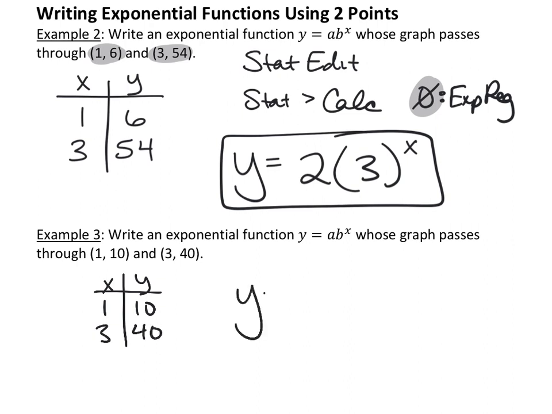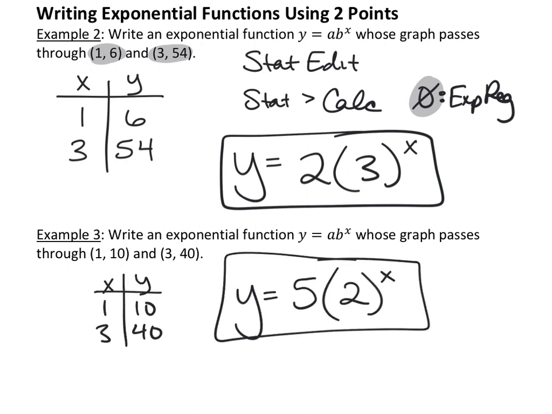When you do all of the steps on your calculator, so you stat edit and then you stat calculate, choose option 0, this should be 5, open parentheses, 2 to the x power as our equation.